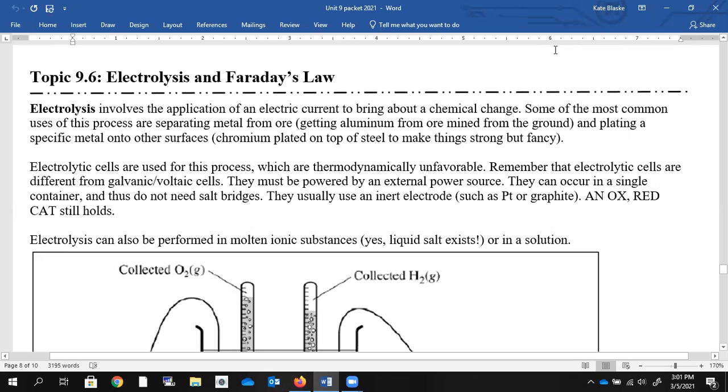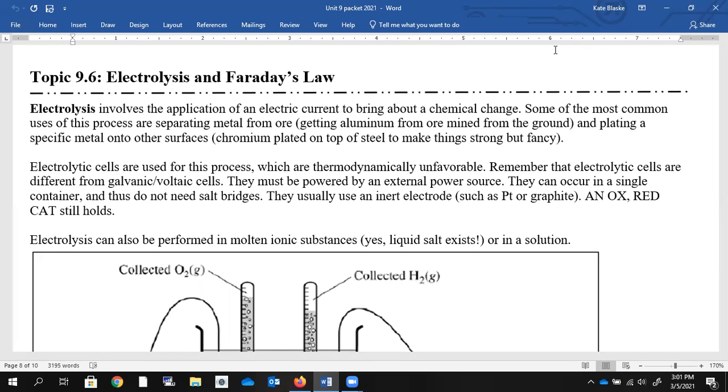Yeah, it's Miss Blasky. We're going to talk about the last topic of the last unit for the semester. This is going to be about electrolysis. So way back at the beginning of Unit 9, we talked about how there were two different types of electrochemical cells. Up to this point, we've only been talking about the galvanic cells.